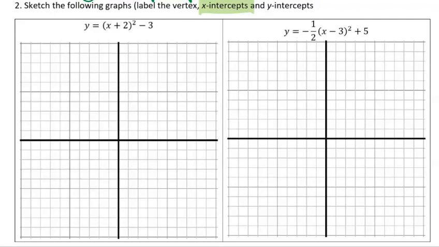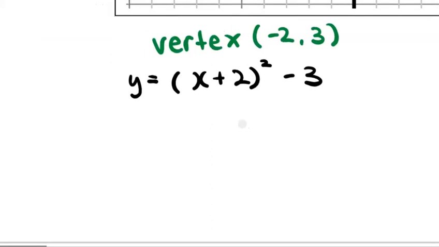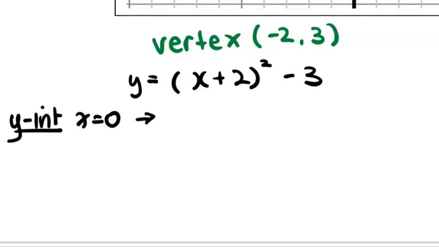So first, let's just determine the p and q value. It means we have a vertex of -2 and +3. Now, we don't need to complete the square in this case. We just have to find the x and y intercepts. So remember, if I want to find the y-intercept, at this particular point, x must be equal to 0. So let's try that first.